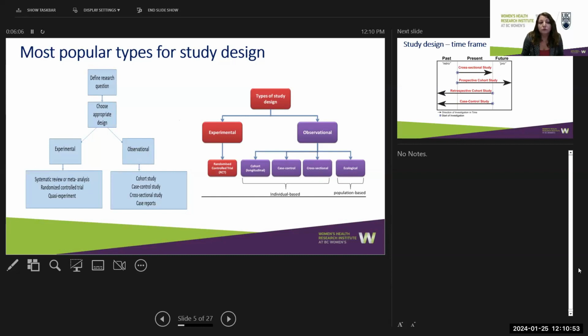But we're not going to talk about quasi-experimental design today. Also, it can be systematic review or meta-analysis, but because I'm not an expert in this area, there's not much I can add about it, but if it's of interest, you can review it later. And for observational study, it's mostly the study we use in health research. It's cohort study, case control study, cross-sectional study, and case reports.